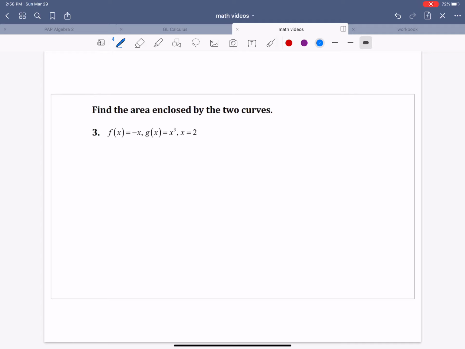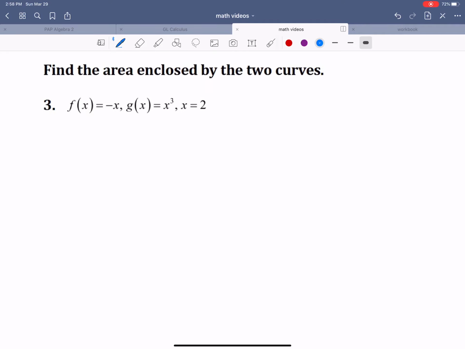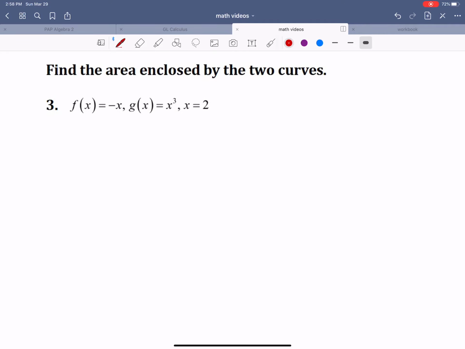Number 3, next problem. Same directions, different functions. So here we have f of x equals negative x, and we have g of x equals x cubed. Oh, and they add a third. We have x equals 2. Okay, so this graph is going to have 3 lines on it.